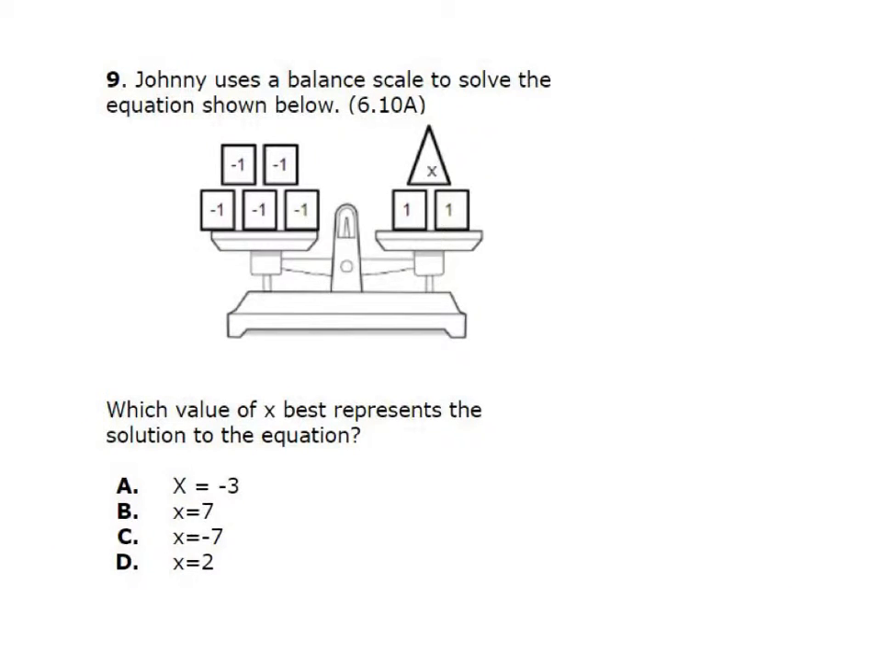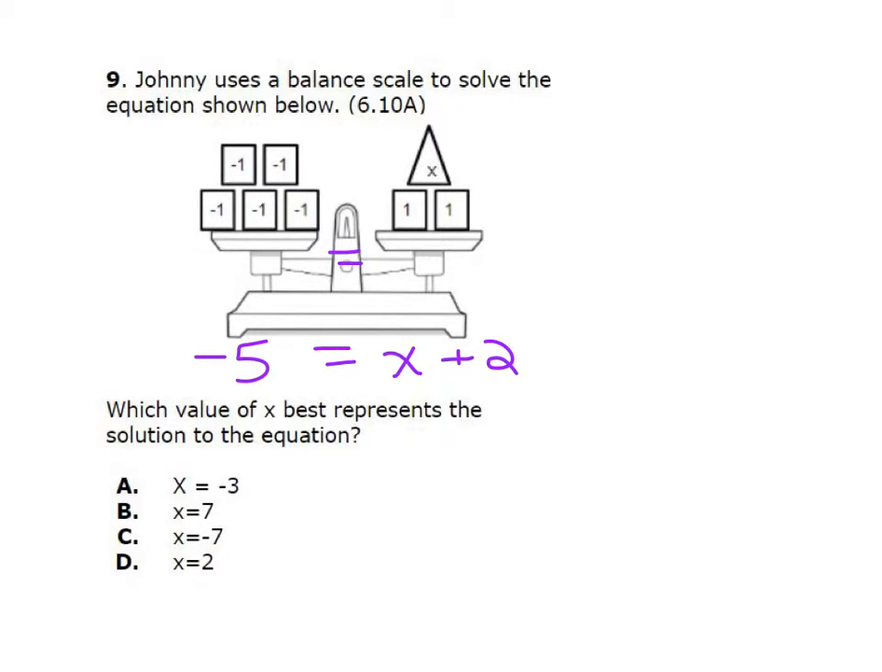Okay, here's number 9. Johnny uses a balanced scale to solve the equation shown below. Which value of x best represents the solution to the equation? So remember, we do have to write the equation. So let's go ahead and look at that. We have 1, 2, 3, 4, 5, so it's negative 5. And then remember, this represents equals because it's balanced. So you have x plus 2.